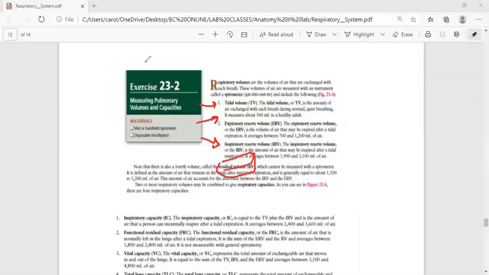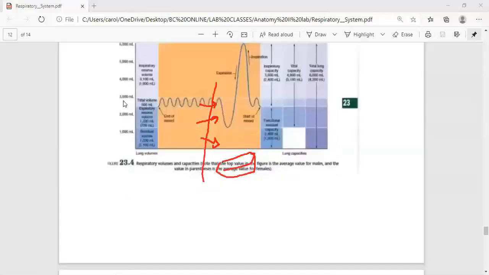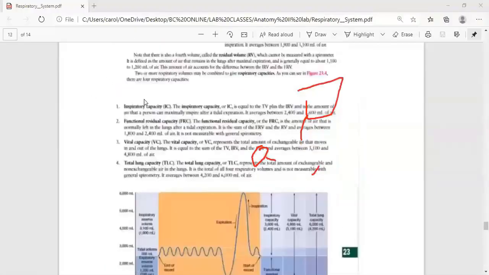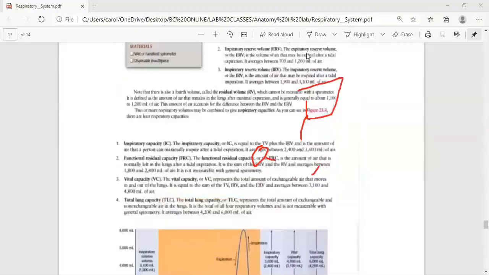Okay, so then there is a device that we use in order to measure these volumes, and that's going to be called a spirometer. Well, right here, this is a handheld spirometer. The person obviously puts the mouth in here and blows the air in there. The needle moves and is going to indicate what the volume was.